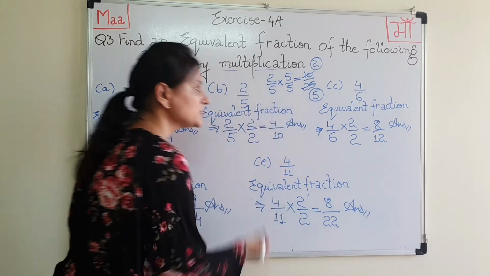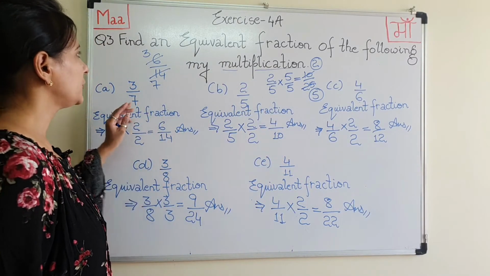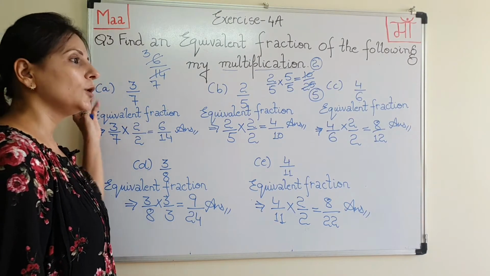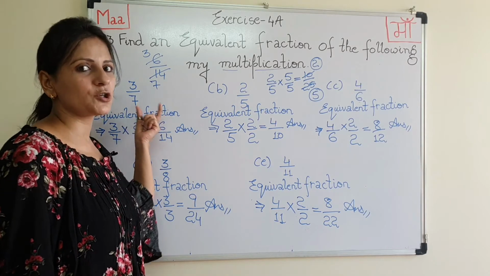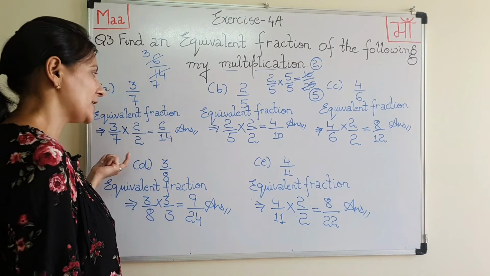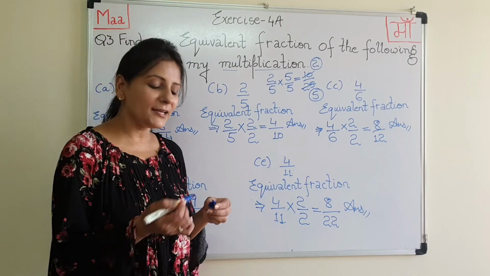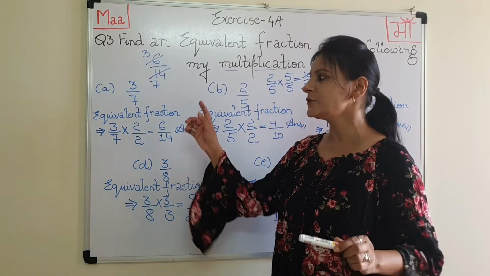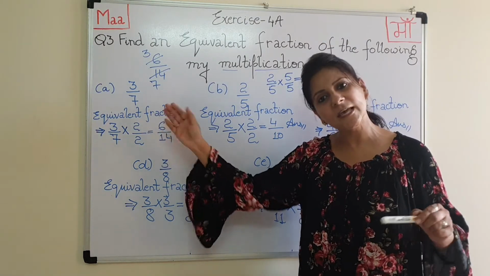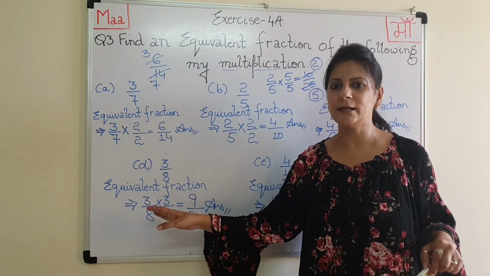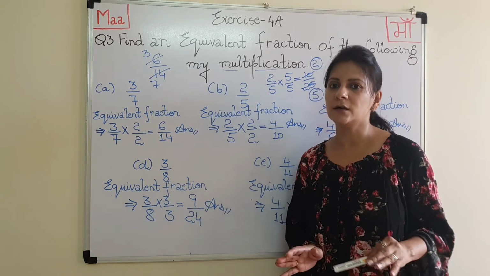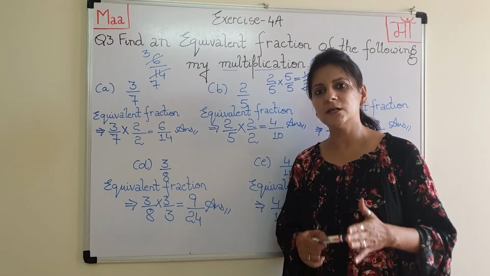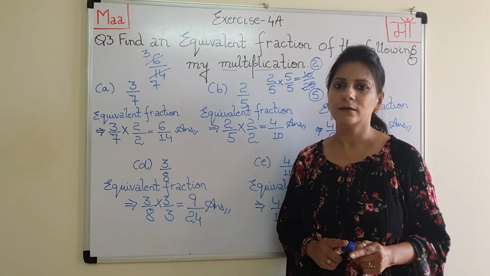So that was all about question number 3, where one fraction number is given and you have to find the equivalent fraction of the given fraction number. As I told you, you can multiply by any similar number in the numerator and denominator. You just have to remember that the number you have taken in the numerator, the same number you have to take in the denominator. You cannot change the numbers. To find the equivalent fraction, you will multiply the numerator and denominator by a similar number only.